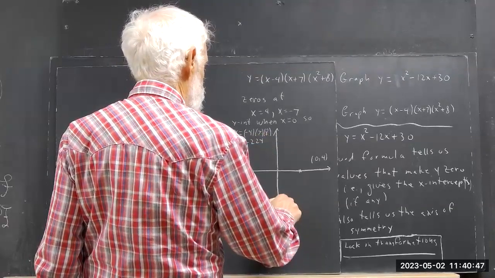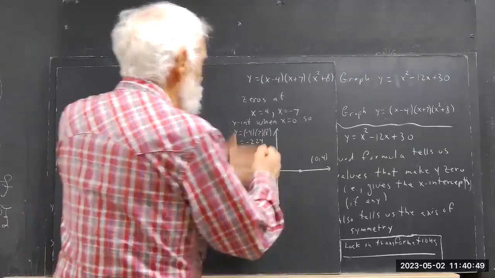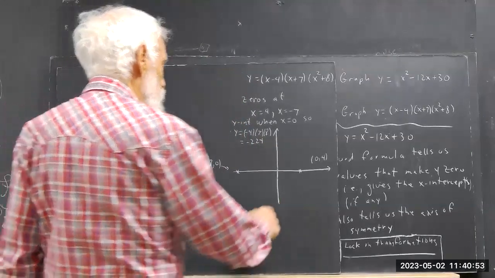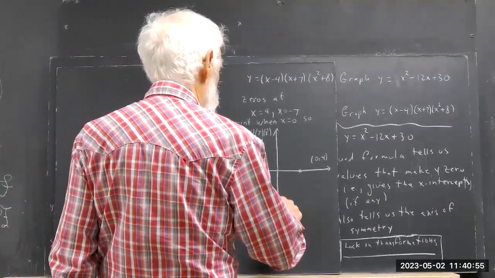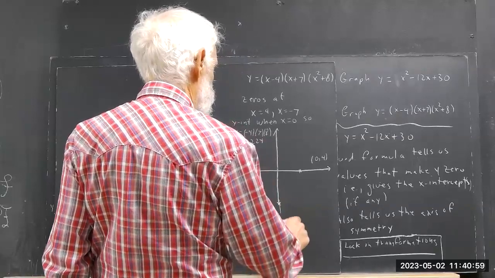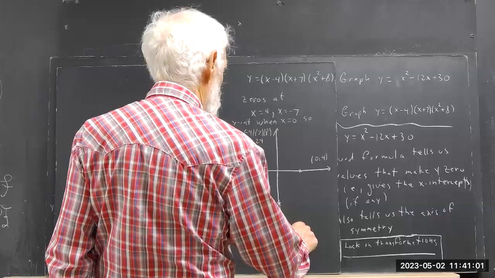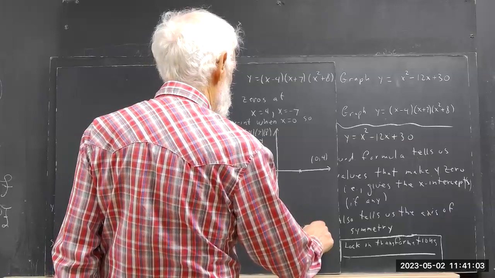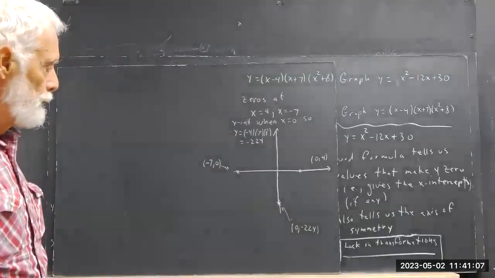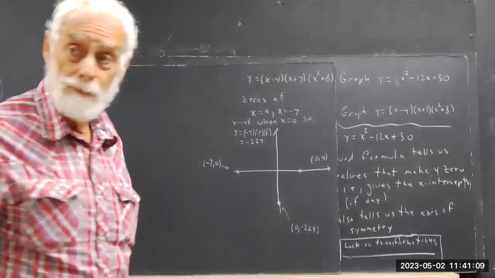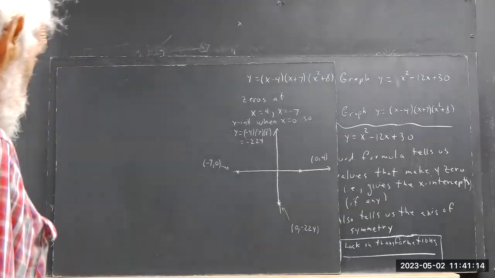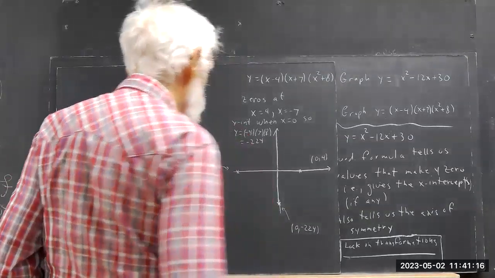And so now it's hopeless to use equal scales on the y-axis and the x-axis. We're going to put 224 at a convenient point. Okay, that's going to be 0, negative 224. Fair enough? Okay, well now, how are we going to connect those points?